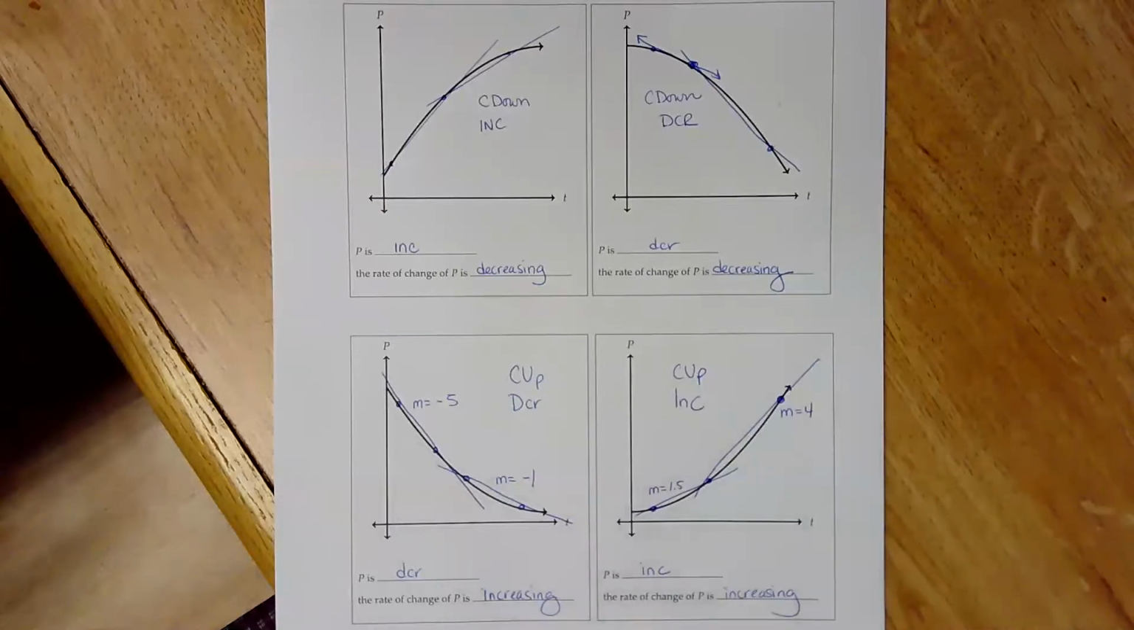All right, so come back, we're going to look at some work with tables and how we can identify whether we have concave up or concave down just from looking at a table.